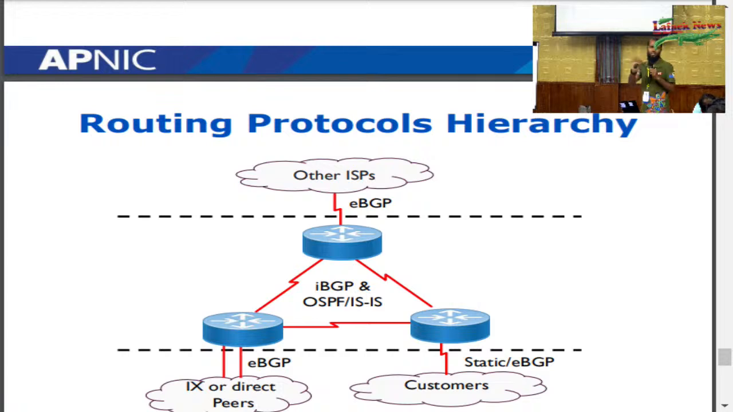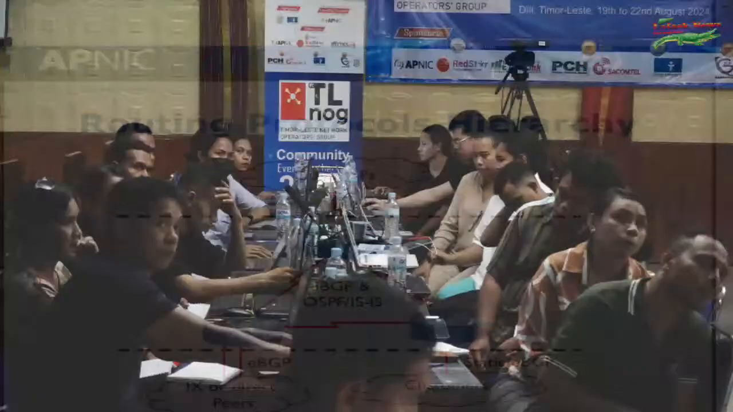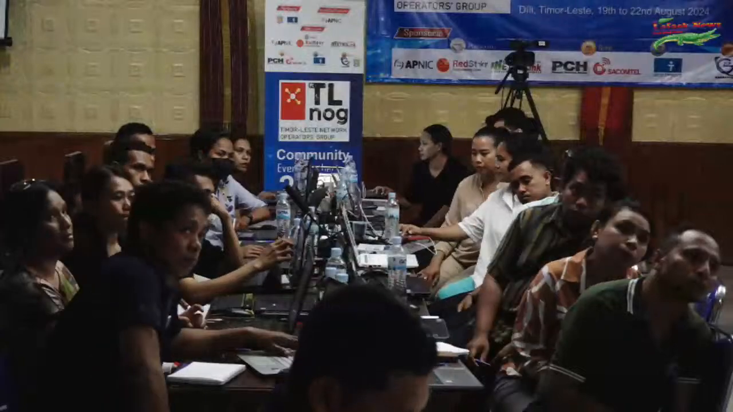iBGP or internal BGP and external BGP is not complicated. It's just whether both AS numbers are the same or different. If this AS number and this AS number are different, that's called eBGP, because they are different networks. If this router and this router talk to each other, that's called iBGP, because they both have the same AS number. That's why there's no other difference.